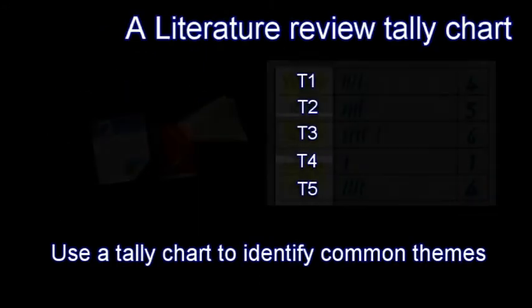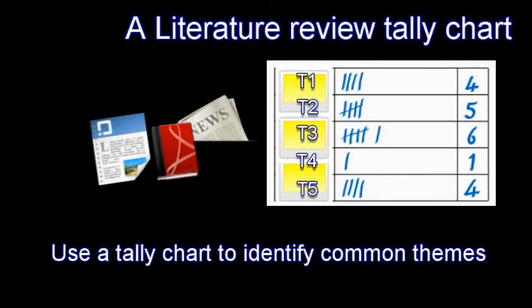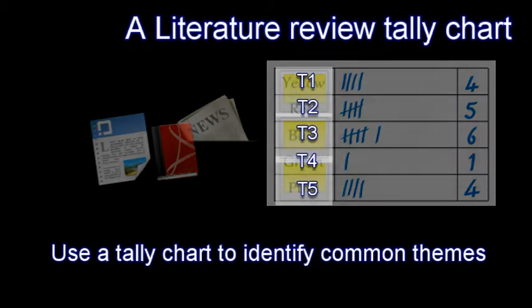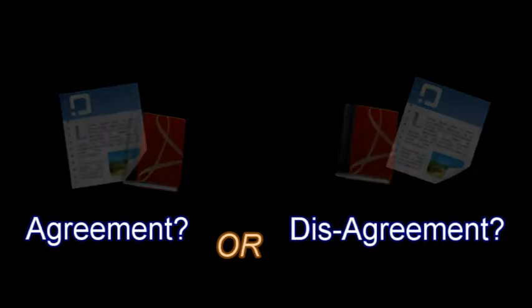When carrying out a literature review, we recommend that students create a tally chart to identify the most common themes and ideas that emerge so that you may gain an understanding of what are the most popular views on the subject. Finally, it is a good idea when writing up your literature review to discuss where researchers agree on common ideas and where they disagree.